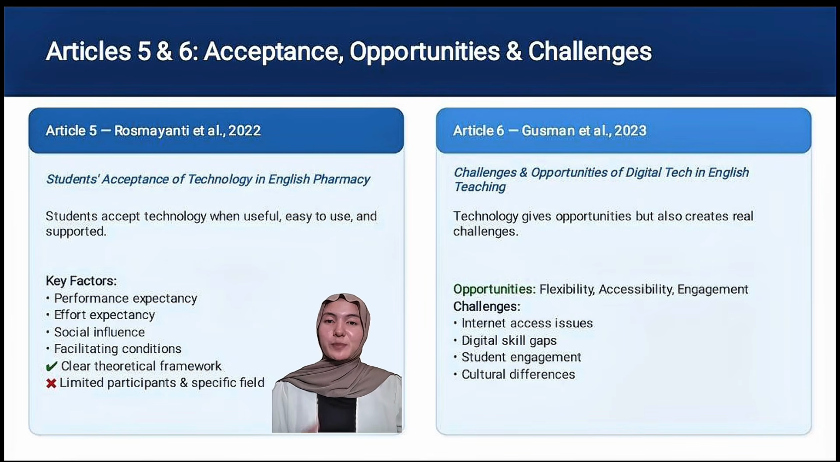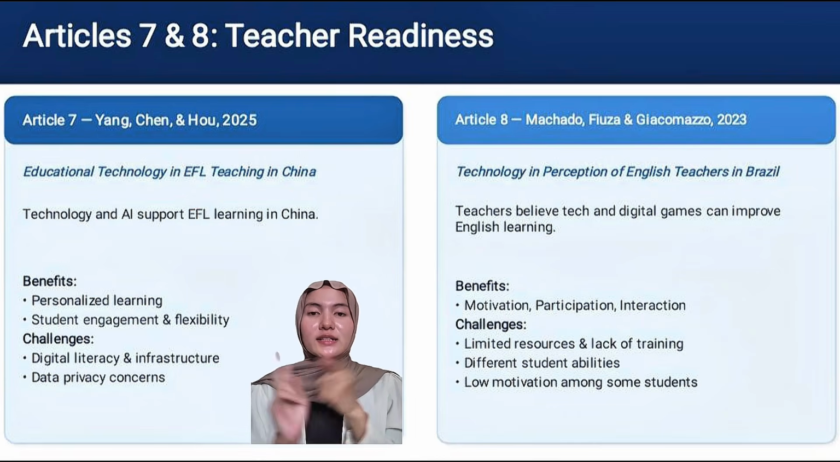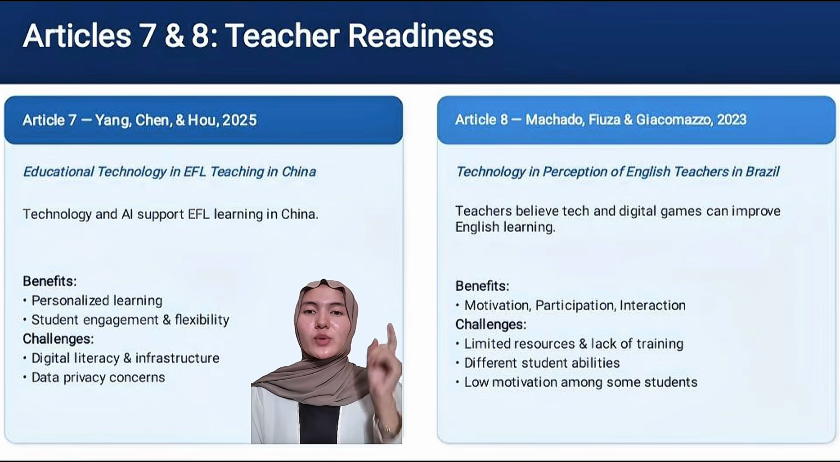And the sixth article explains that technology also needs support from the learning environment, such as internet access, devices, and digital skills. So, technology will work better when students are ready and the environment supports them. And the seventh article is by Yang, Chen, and Hao, published in 2025.